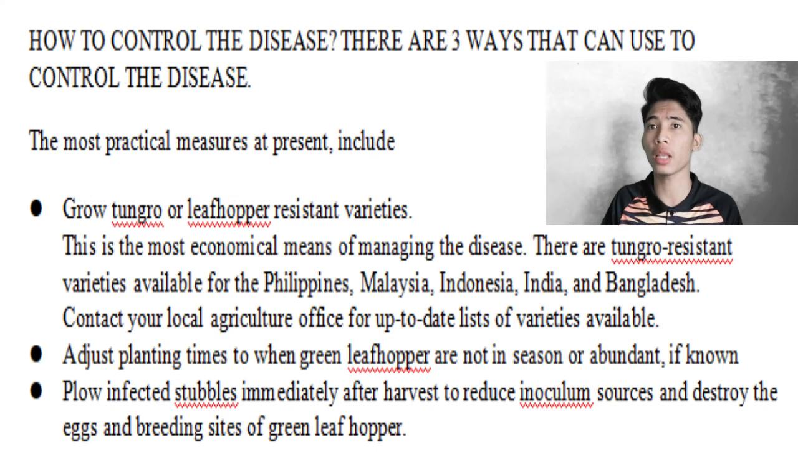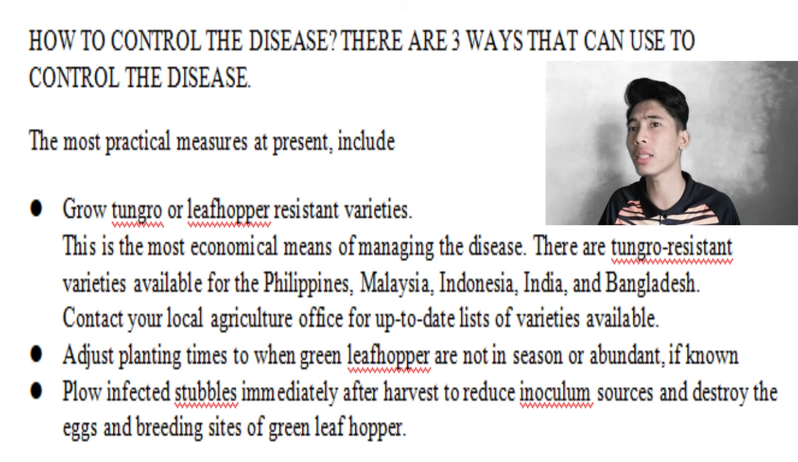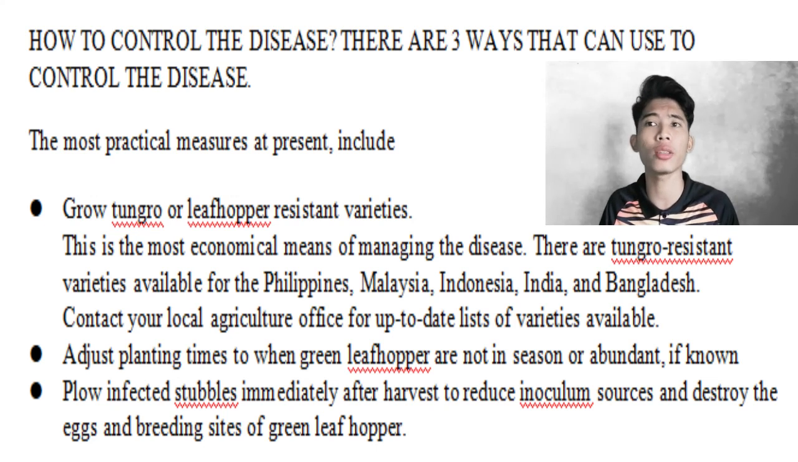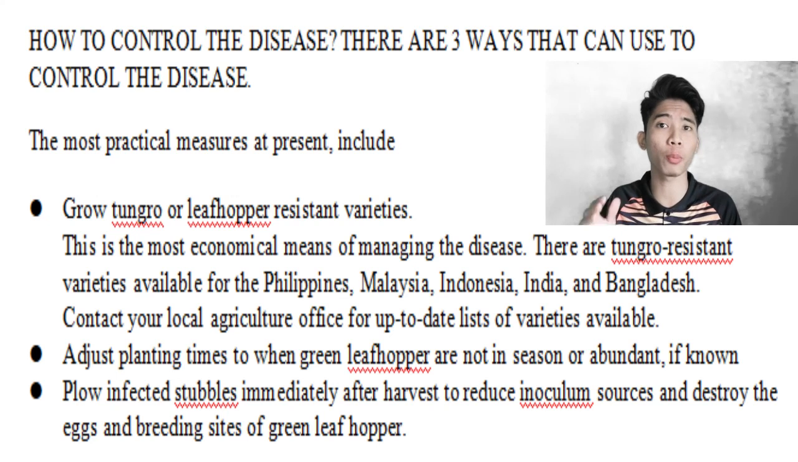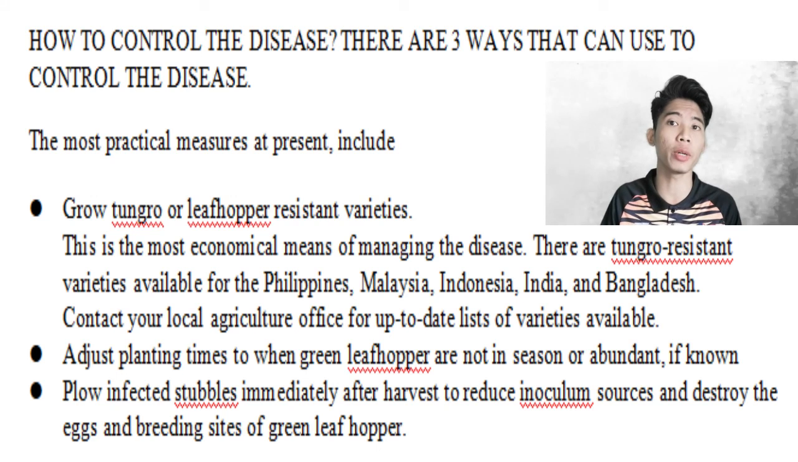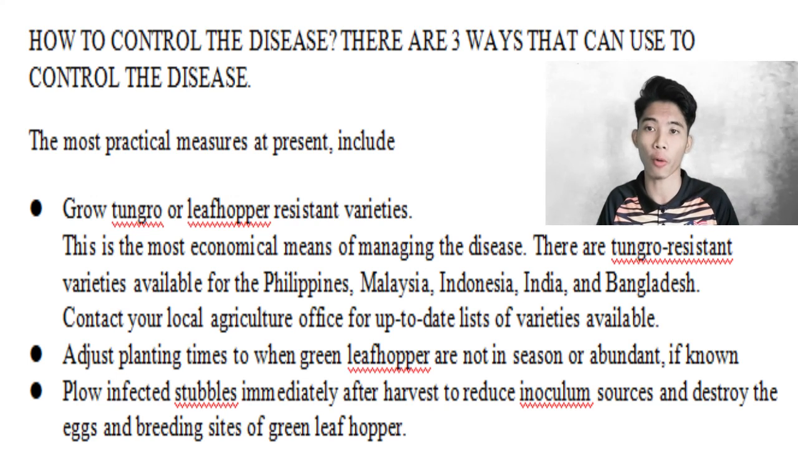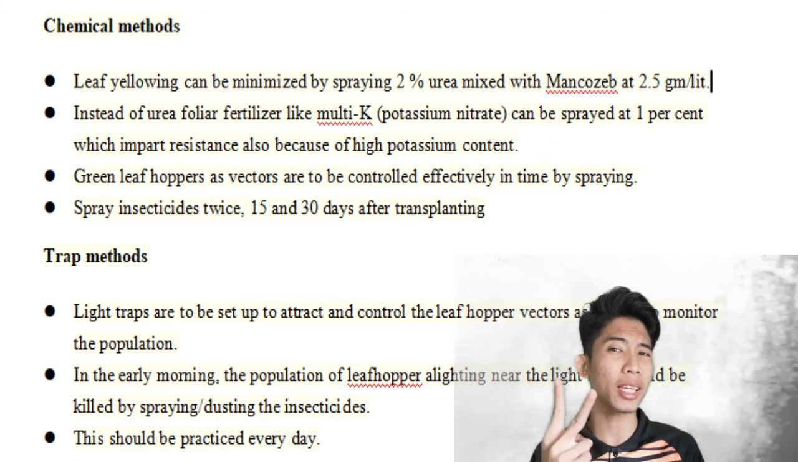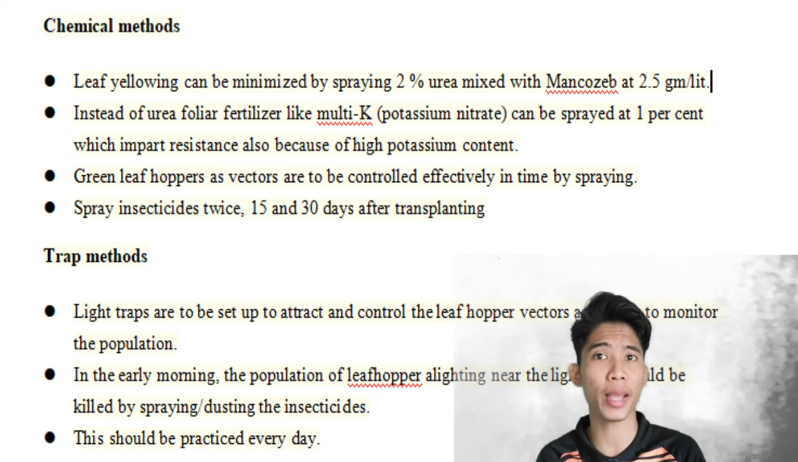Besides that, adjust planting times to when green leafhoppers are not in season. The last is to plow infected stubble immediately after harvest to reduce inoculum source and destroy the eggs and breeding sites of green leafhoppers. Second method is chemical methods.